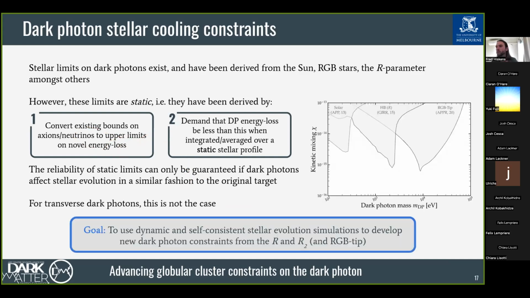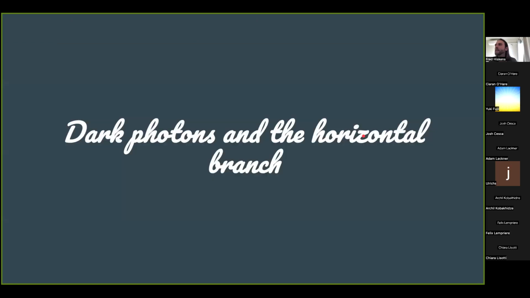So the goal going forwards is to use dynamic and self-consistent stellar evolution simulations to develop new constraints on dark photons from R and R2, and also the RGB tip, but I won't have time to really go into that. Yeah, and that's going to be relevant in this exact region of parameter space here, where transverse dark photon production is responsible for the constraint. And you can see here we have pre-existing bands from the horizontal branch and the red giant branch tip, but not R2, because that was more recent.